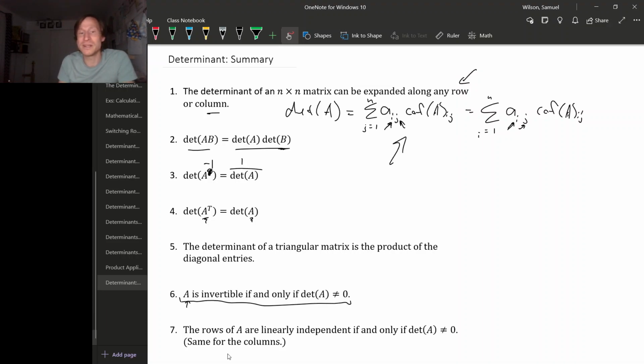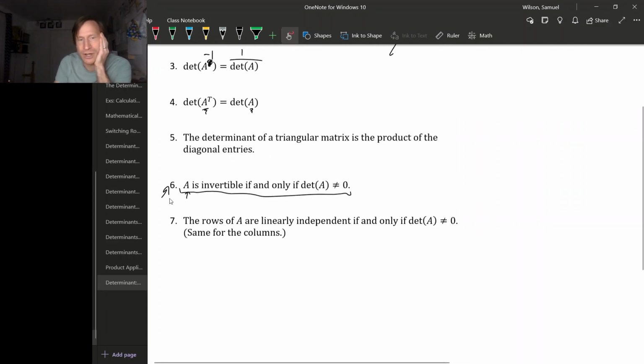And then the final property is really equivalent to property 6. It's that the rows of a matrix, or the columns of a matrix, are linearly independent if and only if the determinant is non-zero. This is equivalent to 6 because if you have a square matrix, the matrix is invertible exactly when its rows are linearly independent. Or saying the same thing, the matrix is invertible exactly when its columns are linearly independent. So, determinant is non-zero if and only if matrix is invertible, if and only if rows are linearly independent. So that proves this last property.